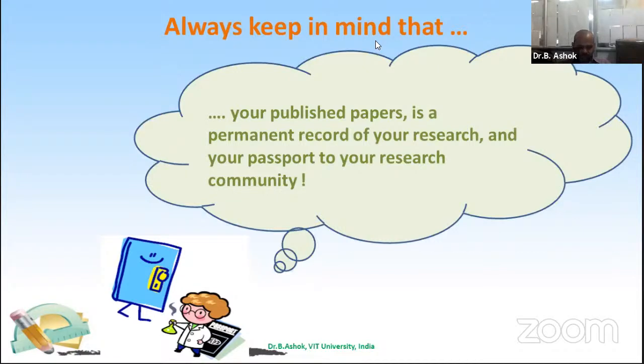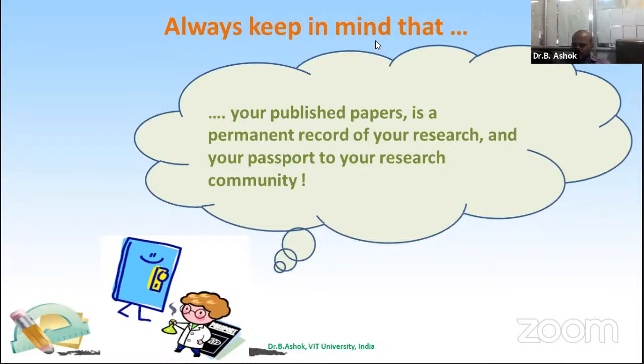Sometimes, maybe in a particular year, because of getting a promotion or some performance incentive, or any other personal or academic reasons, we will publish in some junk journals. But even if you publish in a junk journal, that will act as a permanent record in your research profile or in your research portfolio. So while publishing the paper, we should be very cautious in taking the decision.